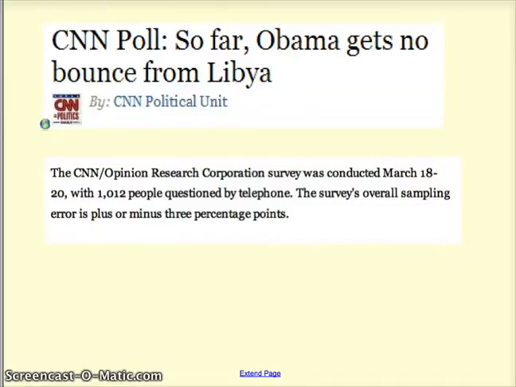So this is a poll that was done back when the U.S. got involved with Libya, and there was a poll about whether Obama was getting any benefit politically, and he wasn't. But this is the last paragraph from that poll. And here they had 1,012 people involved, close to the 1,068 we came up with, and a plus or minus 3 percentage point margin of error.